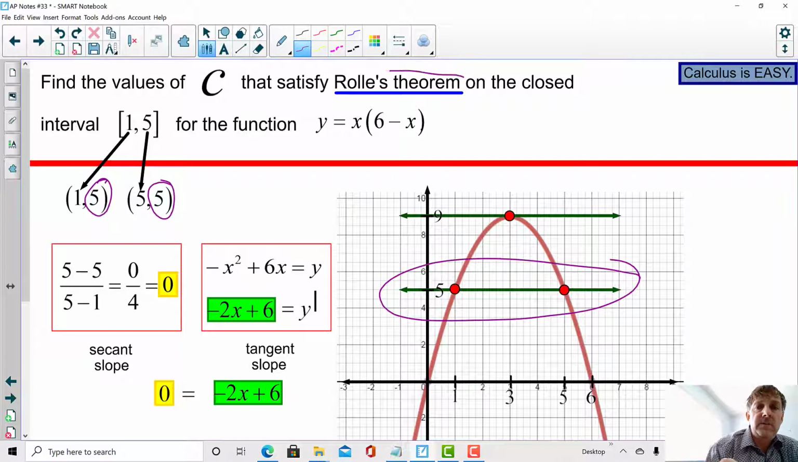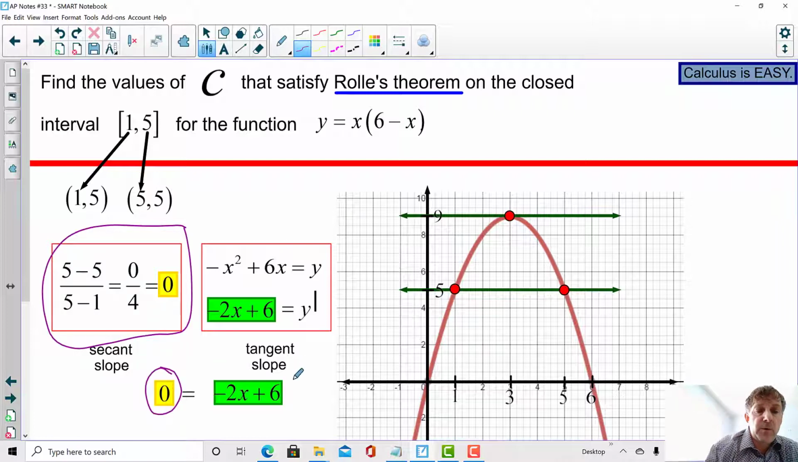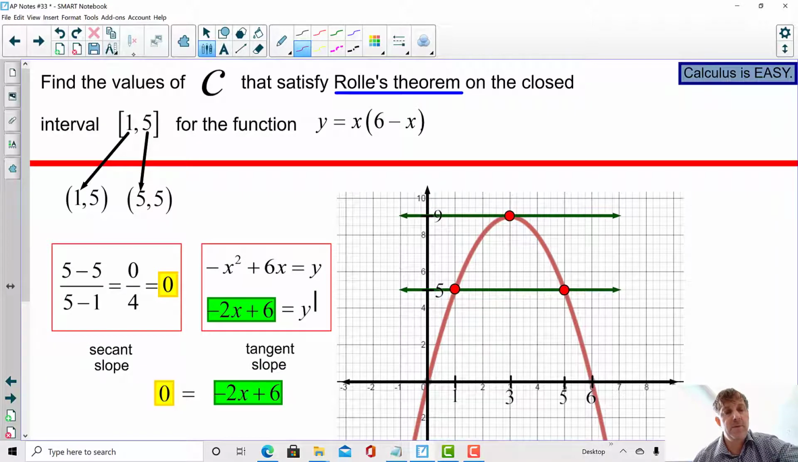And when the slope is 0, we don't really call it mean value theorem. We usually have a special name for it. We call it Rolle's theorem. Now you can check that the secant slope is 0. Plug in the 2 points, you get a slope of 0. And what we're looking for is we want to know where is our tangent slope equal to 0. So we want to solve this equation, see what we get.